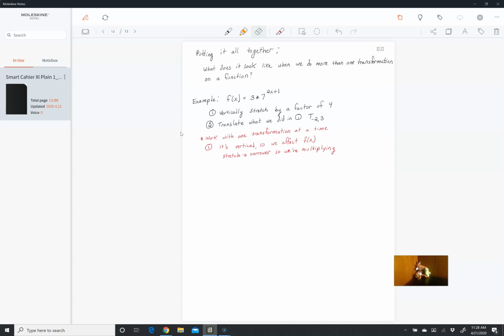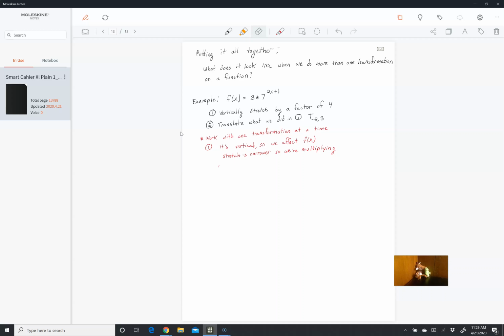For horizontal, if somebody took your arms, one person on your left, one person on your right, and they started pulling on them, then the distance would be getting wider. Whereas if two people came up and started pushing your arms together on your left and on your right, then they're getting narrower. So that's just another way other than the rubber band to think about it in terms of you yourself, okay? So it's vertical, so we affect f of x. It's a stretch, which means it's narrower. So we're multiplying.